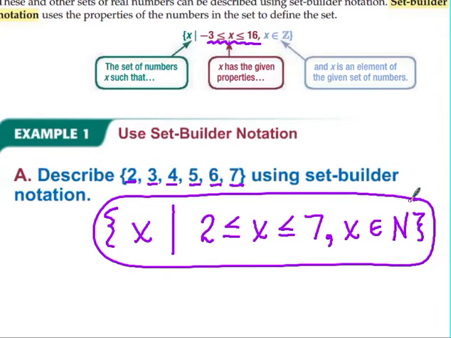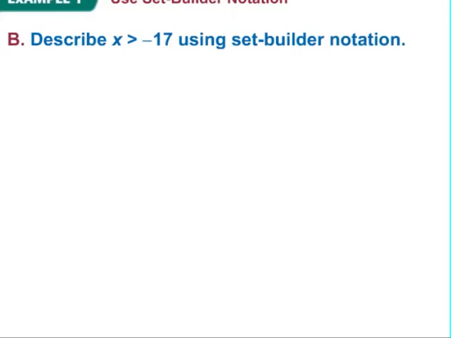So the first and the last numbers in the set are going to be the ones on the left-hand side of that. And then you just have to decide whether it's integer or natural. Let's go ahead and look at another one. Describe x is greater than negative 17 using set builder notation.